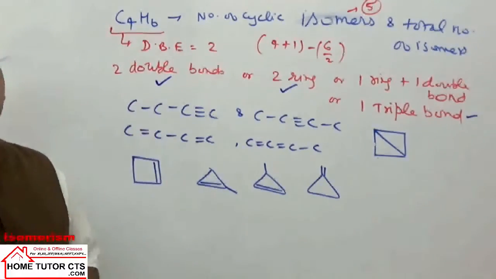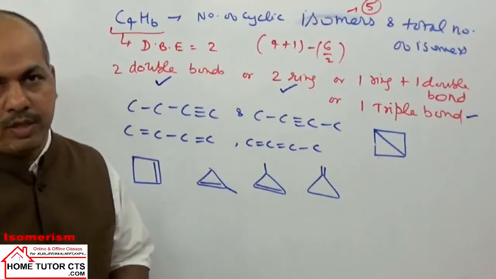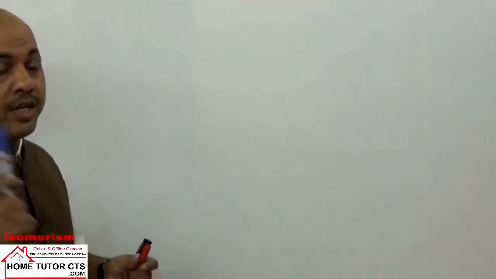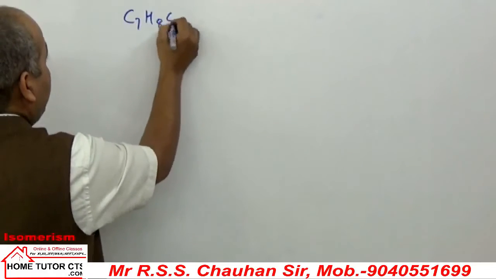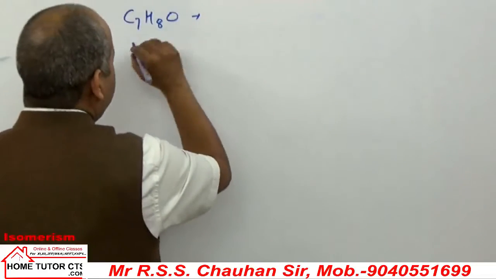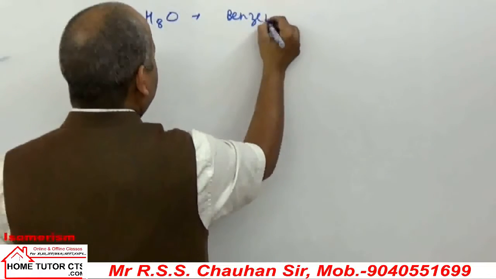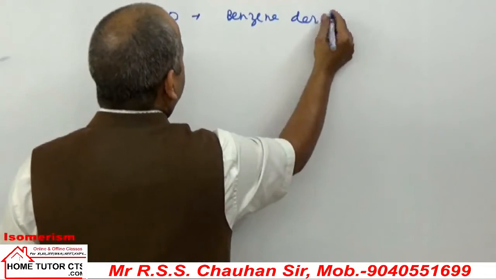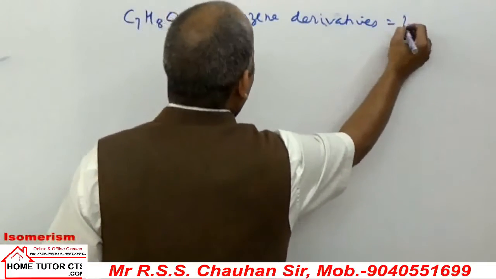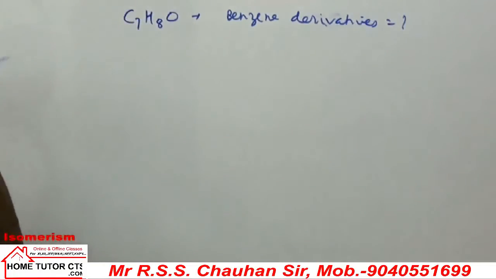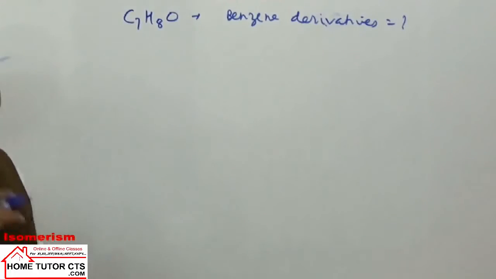Now let us take some benzene derivatives or aromatic compounds for calculation of the number of isomers. Let us see the next point. Now here a compound is given with the formula C7H8O. How many benzene derivative isomers, aromatic compounds, does this compound have? So try yourself. Now coming to the solution part.